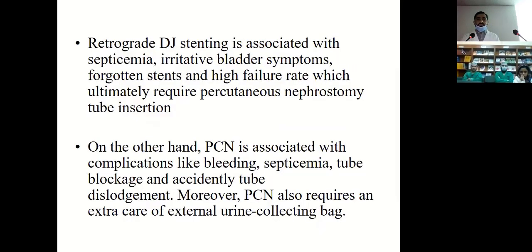Retrograde DJ stenting complications are associated with septicemia, irritative bladder symptoms, forgotten stent, and a high failure rate, which ultimately requires percutaneous nephrostomy tube insertion. On the other hand, PCN is associated with complications like bleeding, septicemia, tube blockage, and accidental tube dislodgement. Moreover, PCN also requires extra care of the external urine collecting bag.